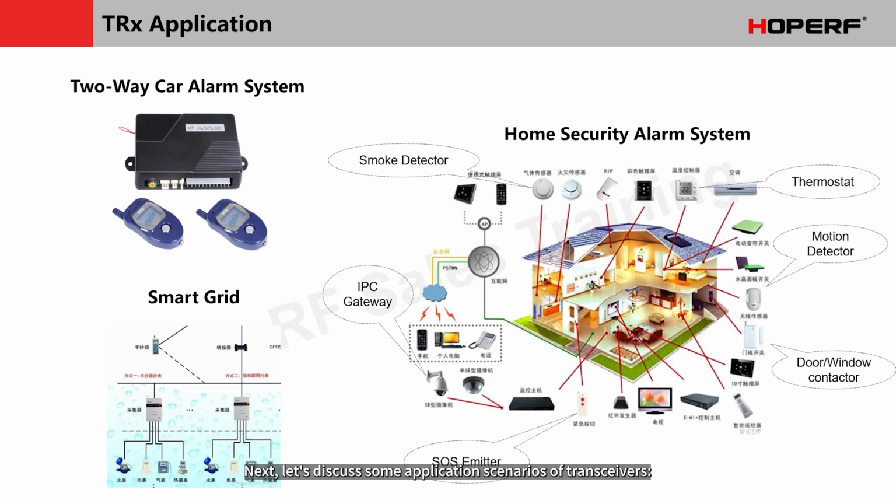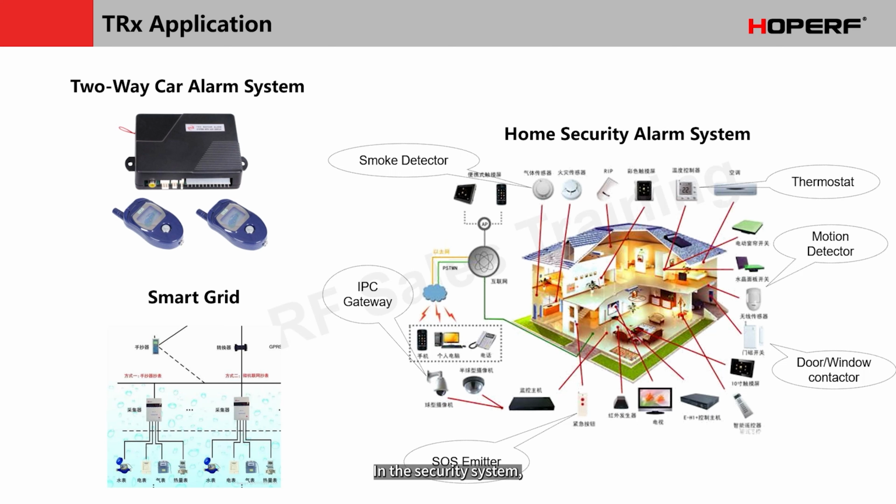Next, let's discuss some application scenarios of transceivers. 1. Two-way anti-theft system. The host on the vehicle side needs a transceiver. The remote control is also a transceiver. Two-way communication and handshaking can be achieved between them to ensure valid operation or alarm notification. 2. Wireless smart grid. Each smart meter requires a transceiver to ensure the collected data of the smart meter can be accurately reported. 3. Home or building security.